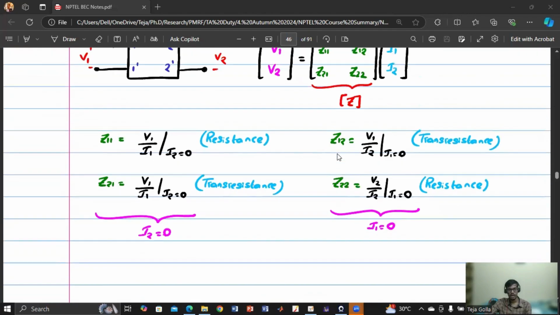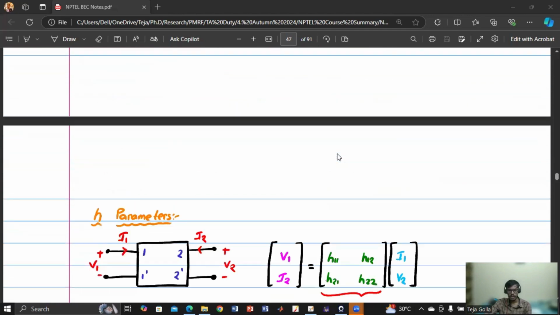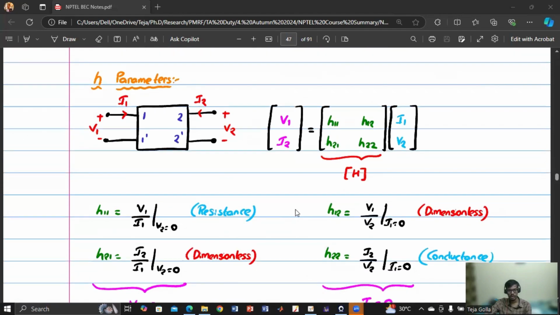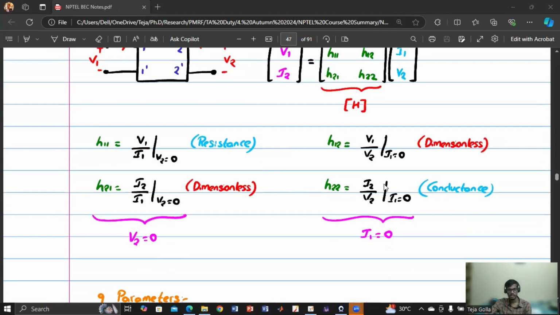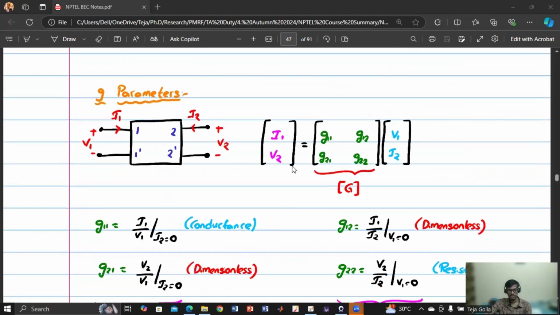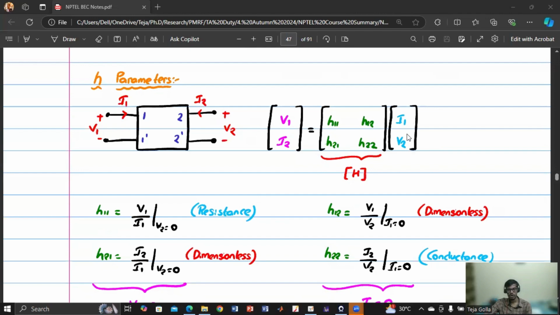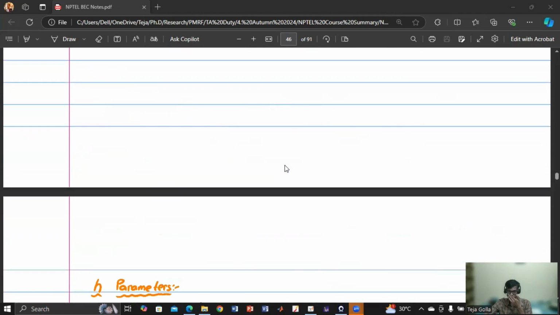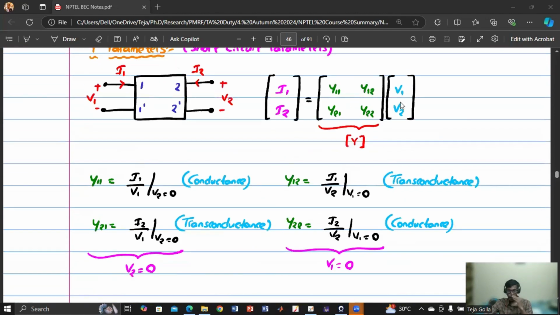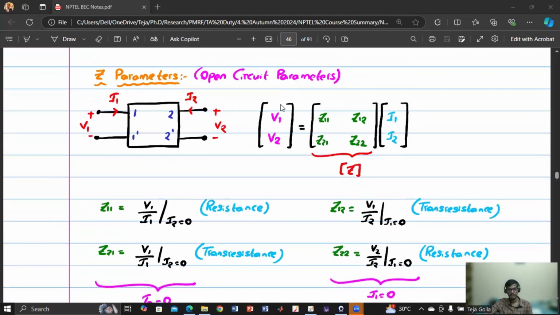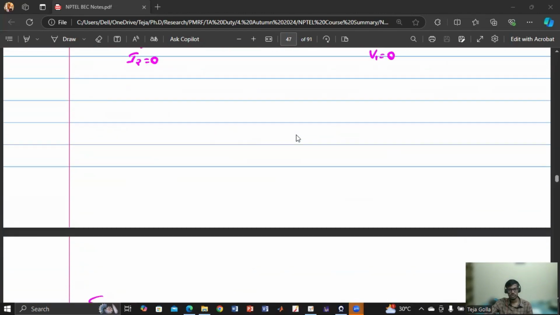So they are not having the same dimension in the case of h parameters. Some have the dimension of resistance or conductance, and some are dimensionless. And for g parameters, it is I1 and V2. So here I1, V2 are on the right side, and here I1, V2 are on the left-hand side. And here V1, V2 are on the right-hand side, and here V1 and V2 are on the left-hand side.